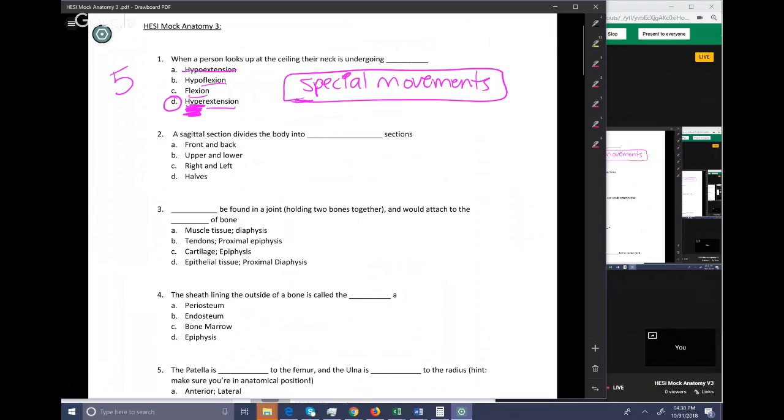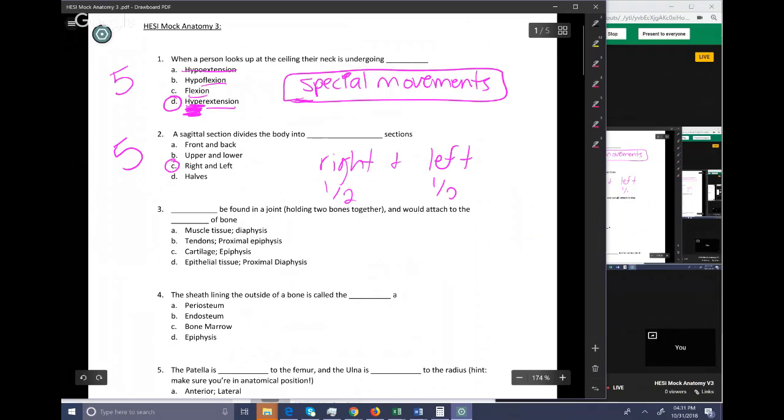Sagittal section divides the body into what sections? Also from Anatomy 5. So sagittal is the one that creates a right and a left side. The only other answer that you could have gotten mixed up with here is the halves, which is choice D. If I were actually able to say, oh, half of the body is over here and the other half is over here, if I were to have a right half and a left half, I would have had to have had medial specified. So a medial cut is a type of sagittal.